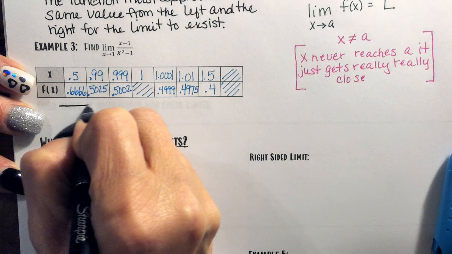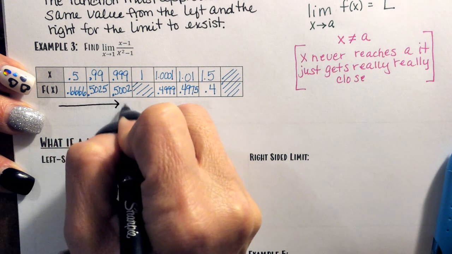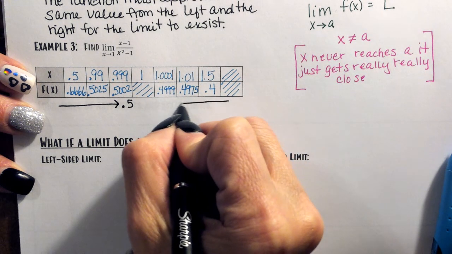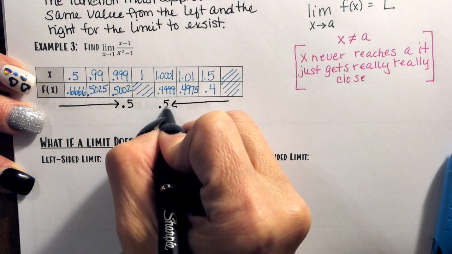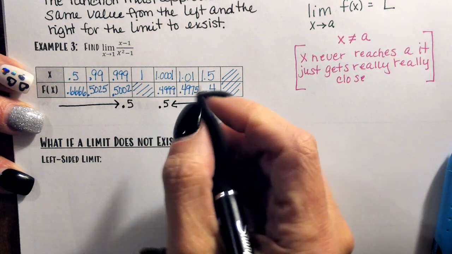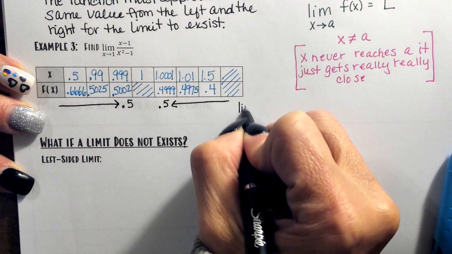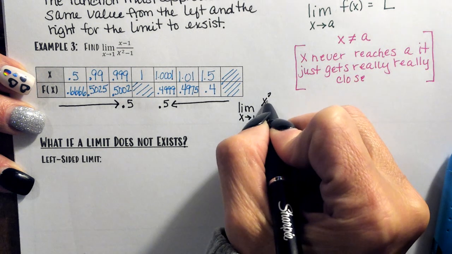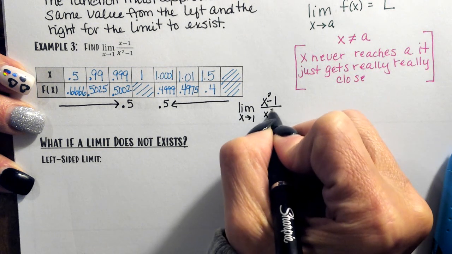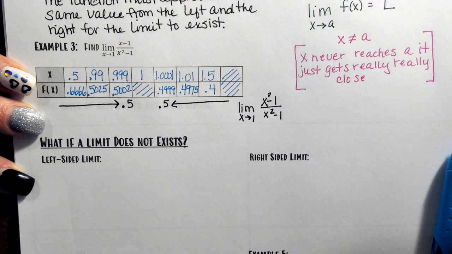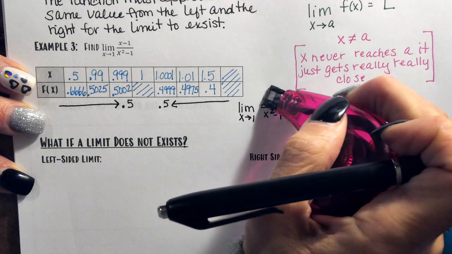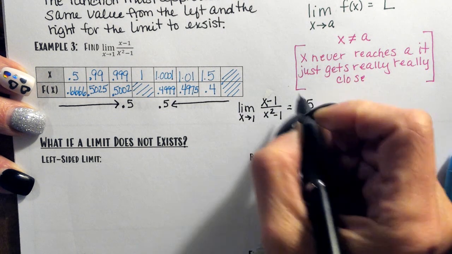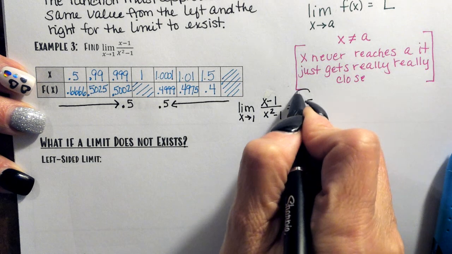But coming from the left side over, I'm looking at that, I think it's approaching 0.5. From the right side coming over, I think it's also approaching 0.5 on this side. So the limit as x approaches 1 of x minus 1 over x squared minus 1 is 0.5. There's my limit.